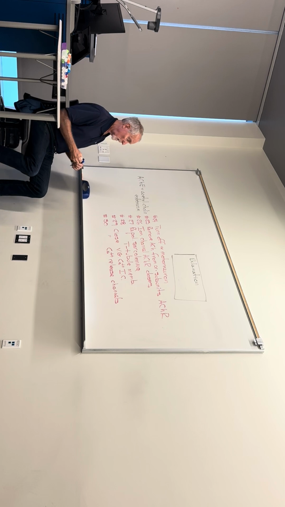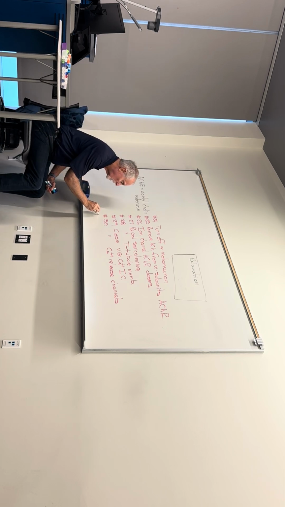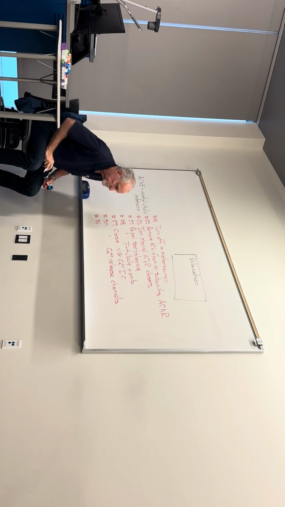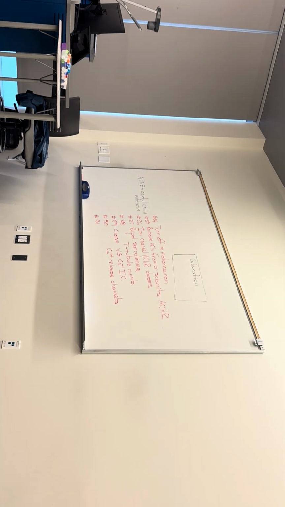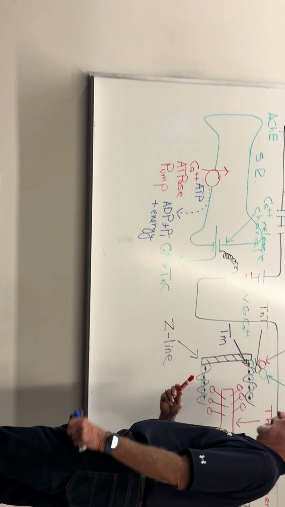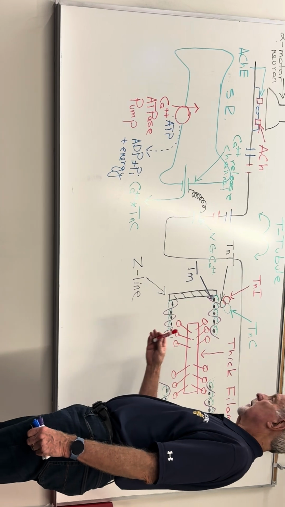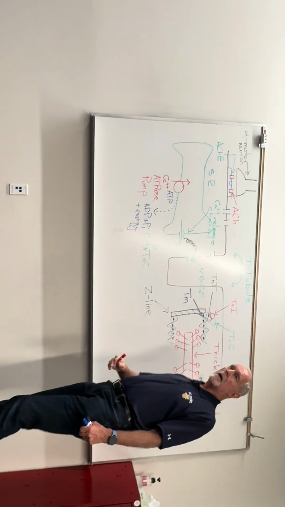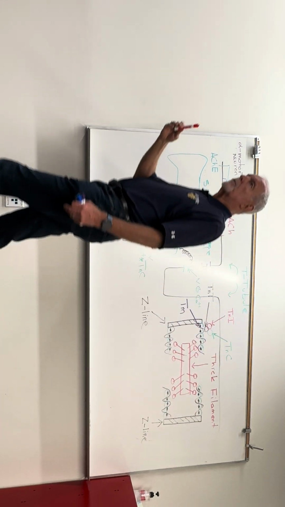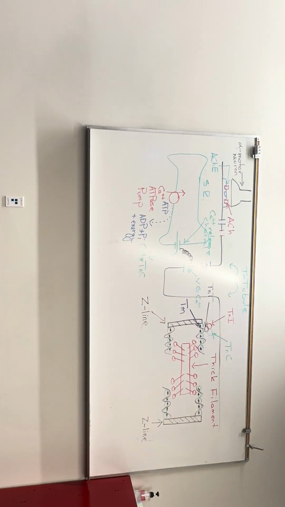and number 31. We still have calcium bound to our troponin C. That's our on switch, right? That's what's controlling the position of tropomyosin, is the presence or absence of calcium bound to troponin C.